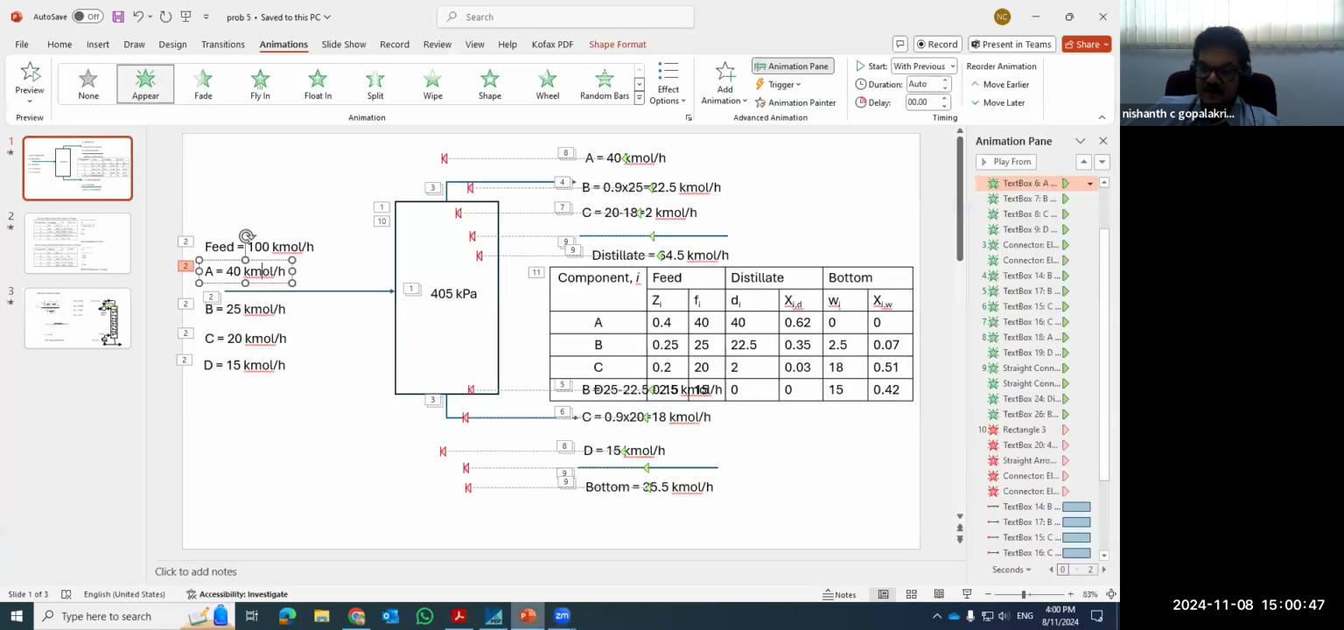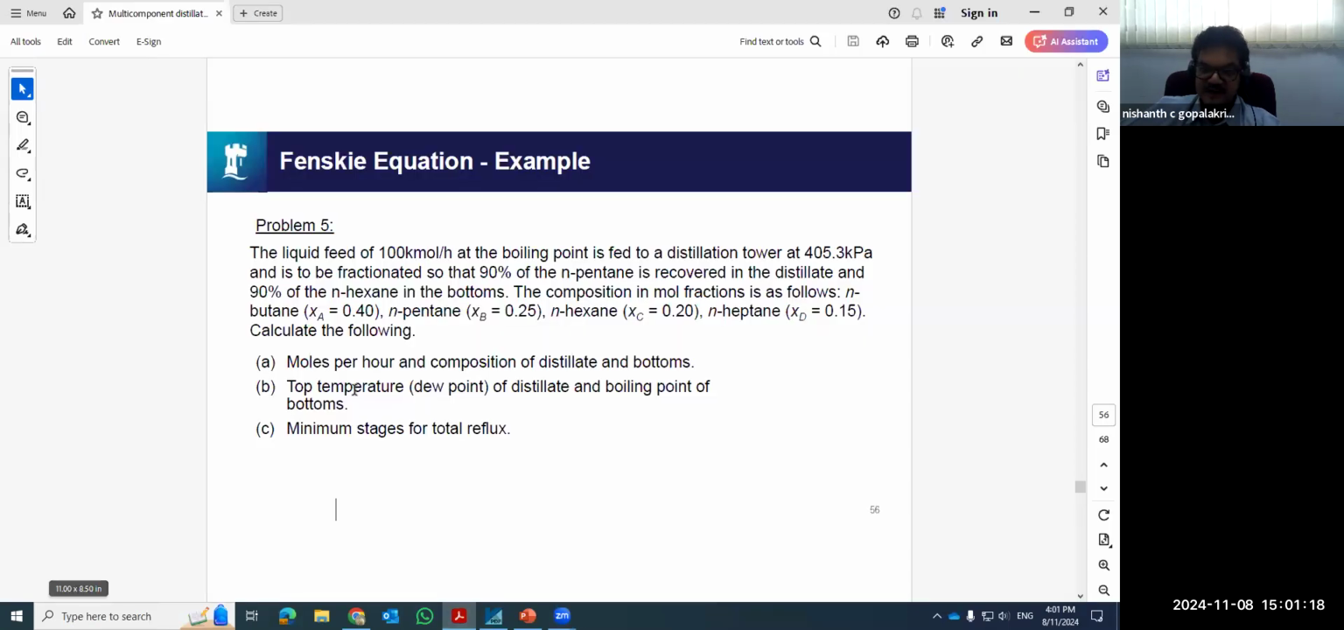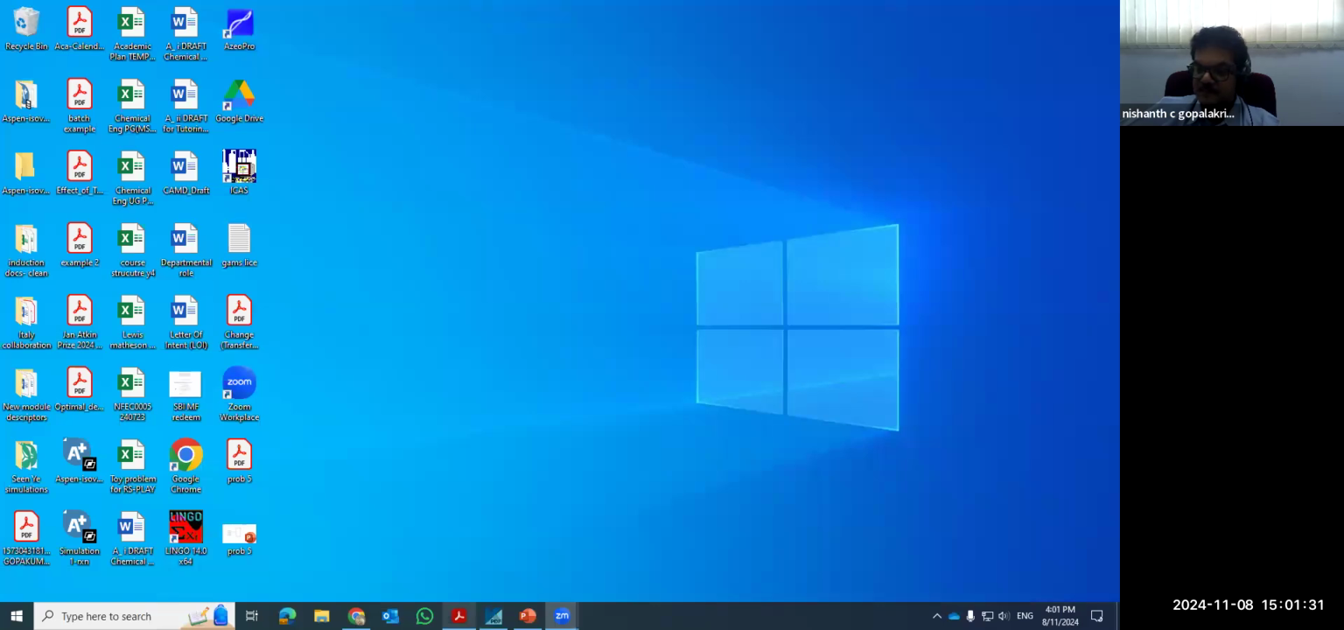So if that's the case, here you can actually see that 22.5 kilomole per hour of pentane goes to the top. But the feed has 25 kilomole per hour of N-pentane. If 22.5 goes to the top, the remaining should go to the bottom. Similarly, if 18 moles of hexane goes to the bottom, which means 2 moles go to the top. So if that's the case, how about butane and heptane? So what will happen to butane and heptane?